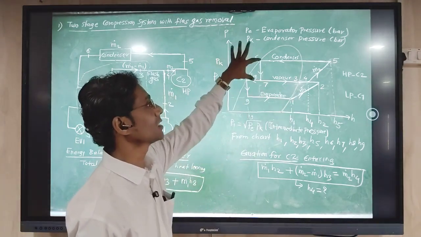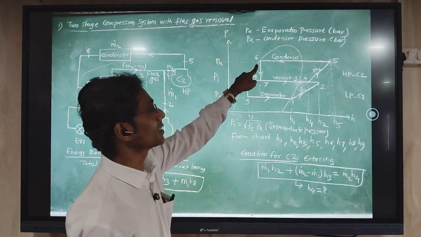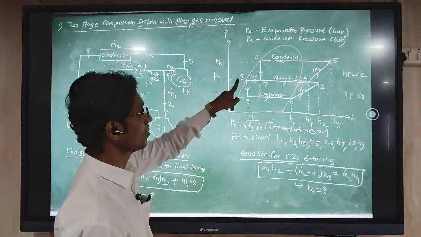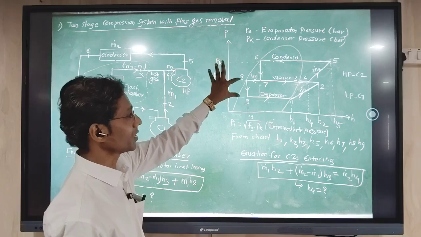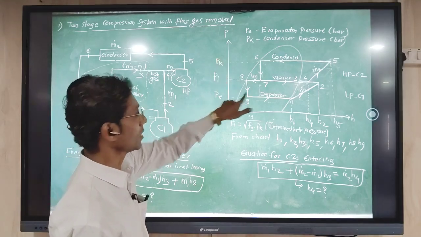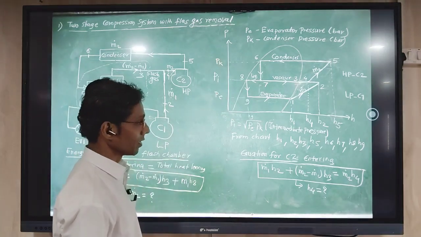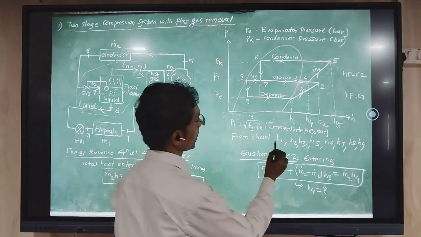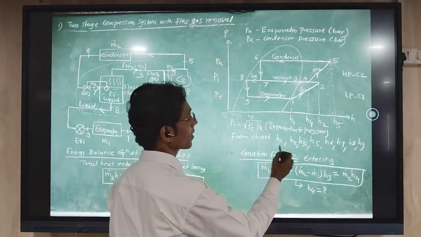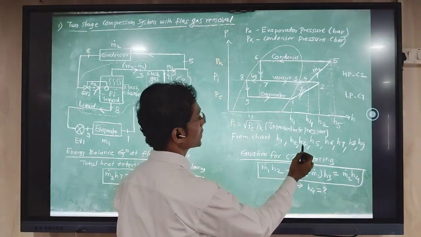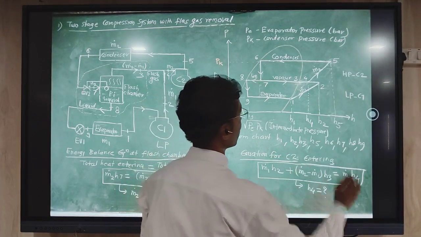Now 6, 7 is an isenthalpic process because this is the expansion process. That is why H6 and H7 will be the same. Similarly 8 and 9, this is also an isenthalpic, constant enthalpy process which occurs in the lower part. H8 and H9 will be identical. So that is why, from the chart, whatever enthalpies are obtained directly are written here: H1, H2, H3, H5, H6, H7, H8, H9.